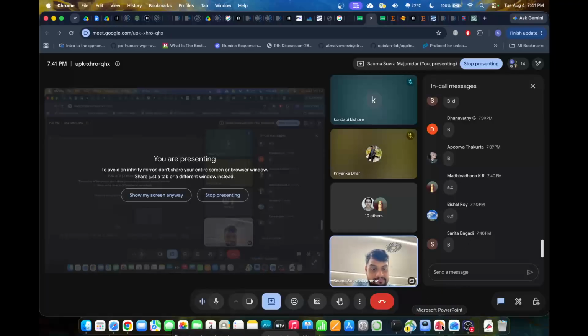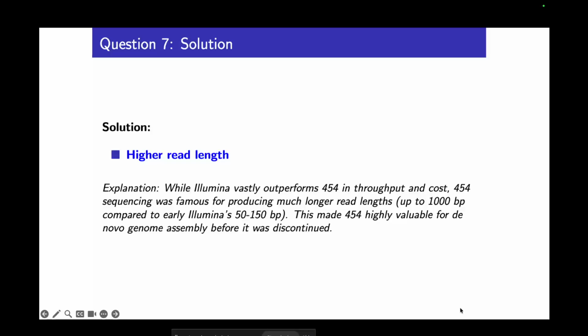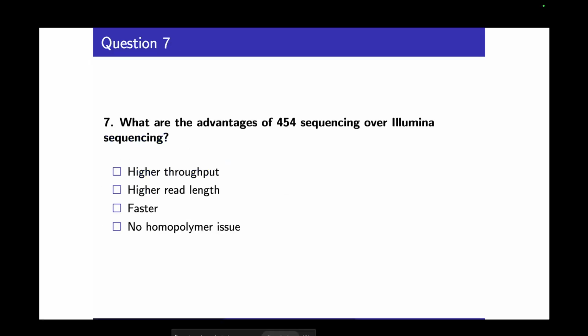Okay, yeah, the answer is higher read length. Right. So as I was saying, 454 kind of sits in between Illumina and Sanger. The best Sanger would be around 700 and long read will be above 1 KB. So 454 kind of sits in between that. So yeah, it's high read length.